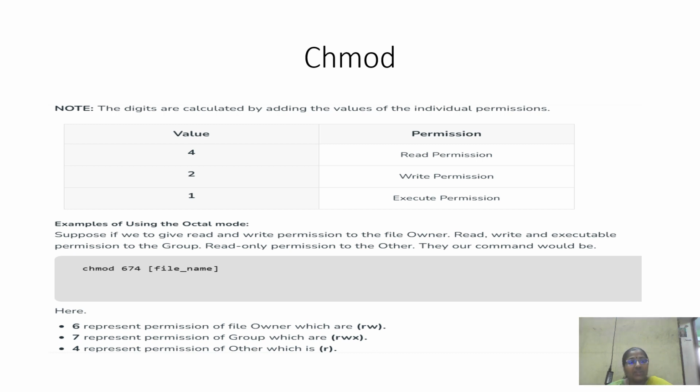The next digit will be 4, and it is for others. The others will have only read permission. So this is how you will be setting the permission of your file in Linux.